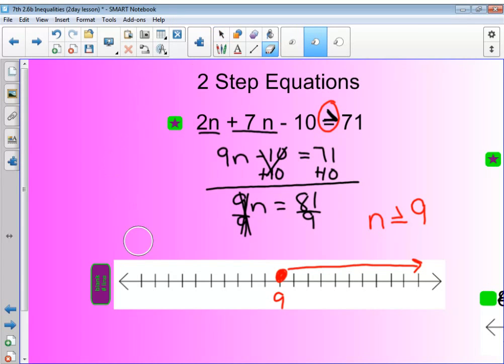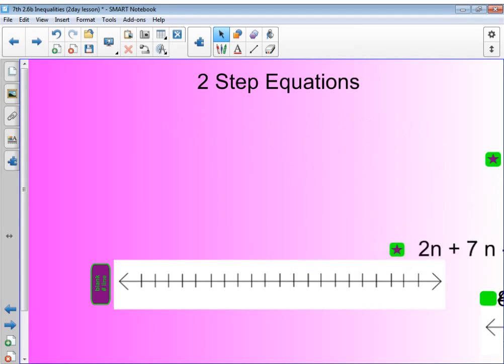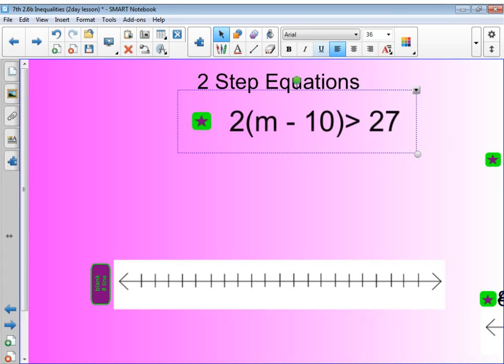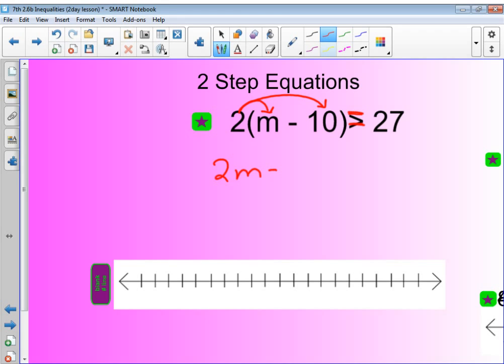Okay, so let's try another one of those. Once again, it's just combining stuff that we learned in lesson 6. Here we have a little bit of distributive property. So this is like having our equal sign in this spot right here. So we distribute. We get 2m minus 2 times 10 is 20 equals 27.